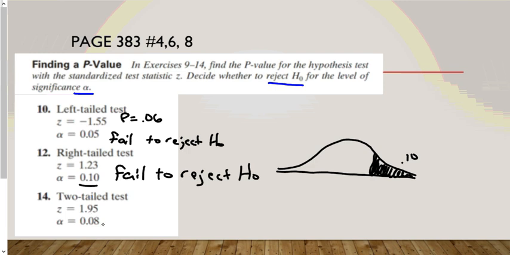Lastly, we're going to run a two-tailed test, and this time we want to know if we have a z-score of 1.95 and we're running a test at 0.08. We want to know, will that reject it or not? If we are running a two-tailed test, that means that the area in these two tails is a total of 8%, or 0.08, which means that each individual area is 0.04.